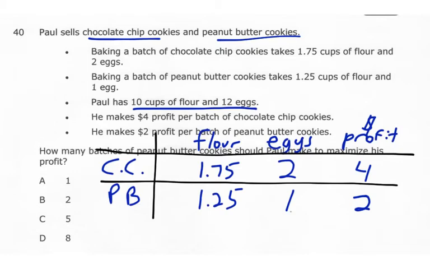So, how many batches of peanut butter cookies should Paul make to maximize his profit? Well, I'm looking at this and I see, just using common sense, chocolate chips giving us more money. But it's using a lot more of our product. It's using twice as many eggs as peanut butter. But it's not using as much flour. I mean, just a little bit more, right? So, not twice as much flour. But it's definitely using more flour. So, we need to find out the happy medium, and we want to use up all of our ingredients.